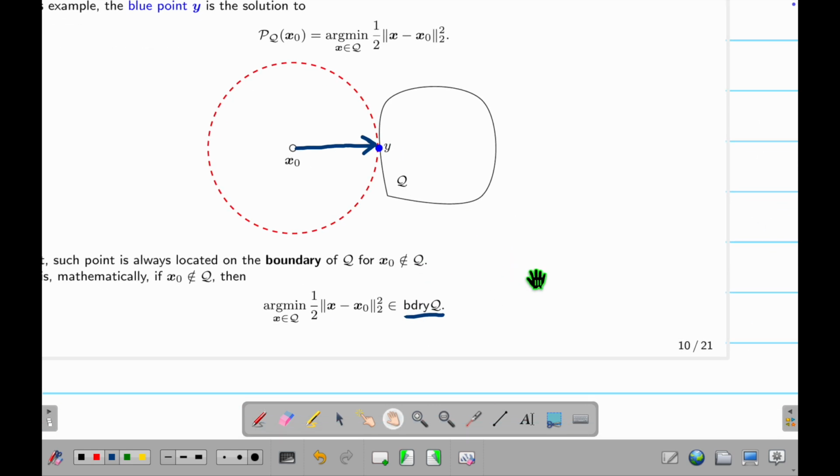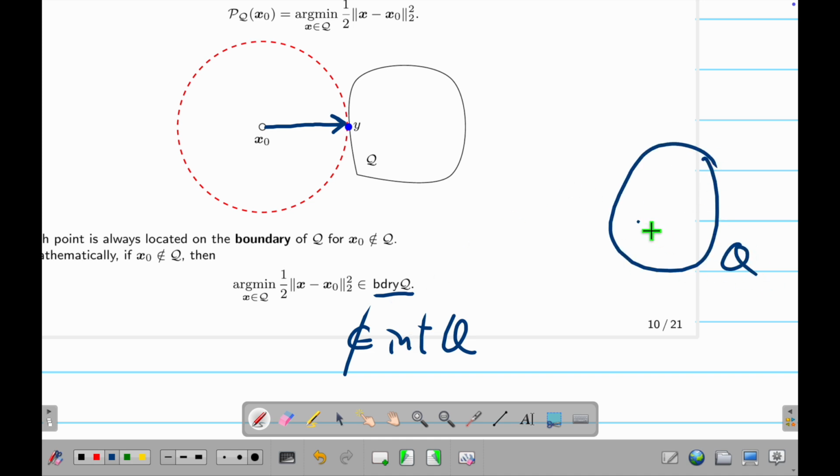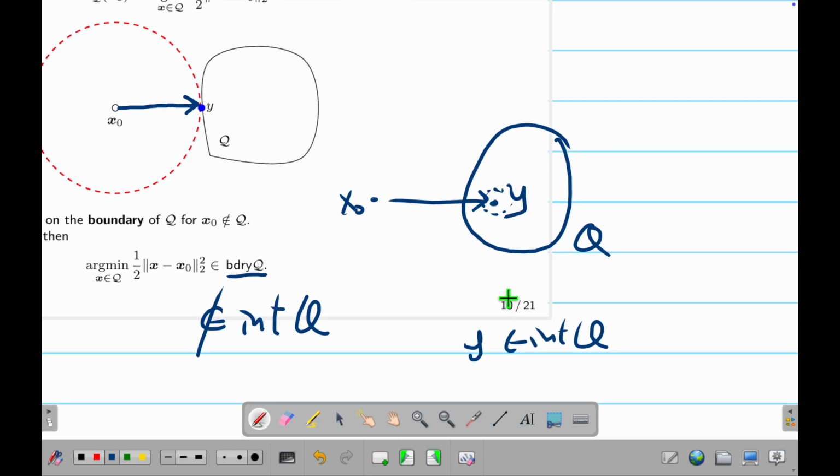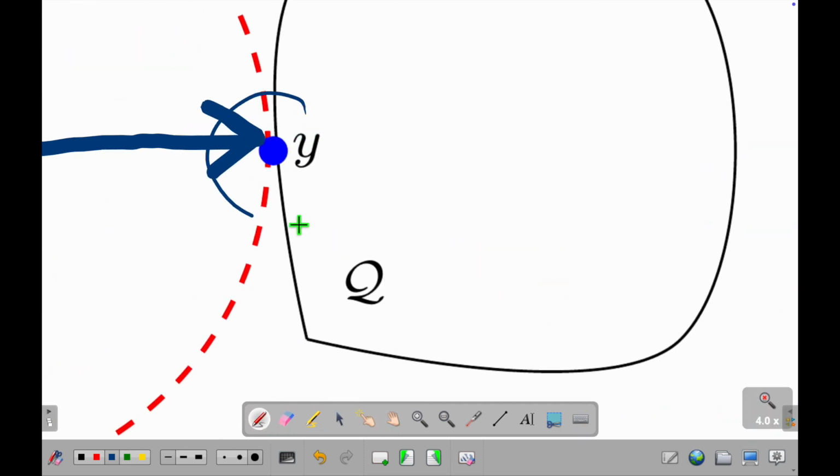Why? These are details I'll talk about a little bit. I can tell you this is never in int Q, the interior of Q. Why? Suppose this is Q, and you project your x0 to here. By definition, if this y is in the interior of Q, topologically it means I have a ball around it. Then why not project to the boundary of the ball? The radius is smaller. So that means it has to be on the boundary. I cannot be interior, because the definition of boundary is that I have a ball, half of which is in Q and half of which is not in Q. So therefore, it must be on the boundary.